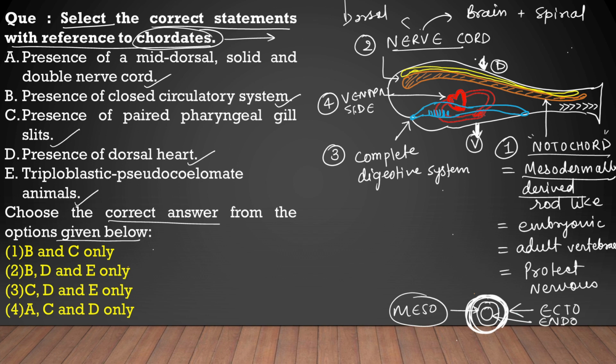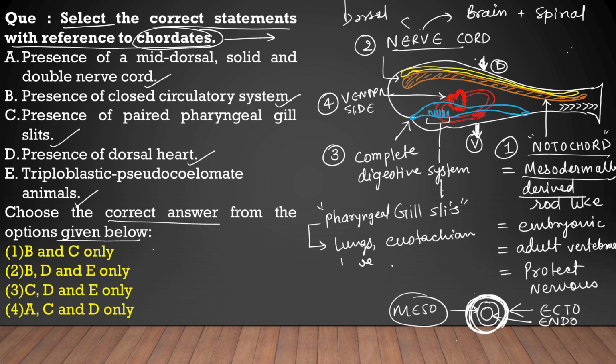Likewise, in the pharynx area of the digestive system, there are gill slits. These are also called pharyngeal gill slits or pharyngeal pouches. When they develop, they can form either lungs, the eustachian tube, or gills in different organisms. So these are the different characteristics that I have mentioned.